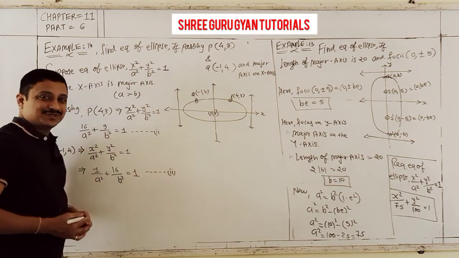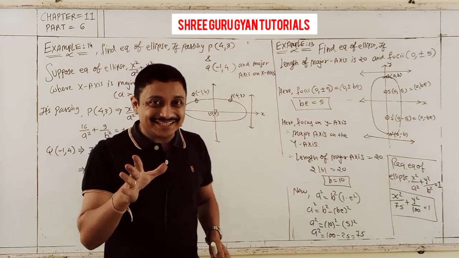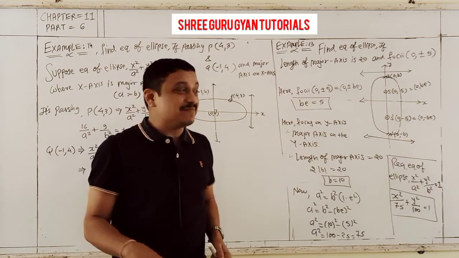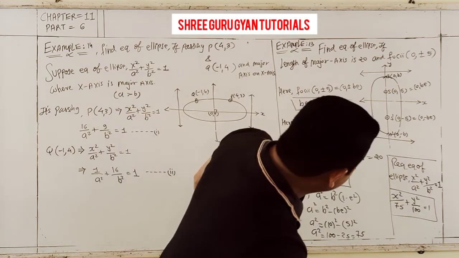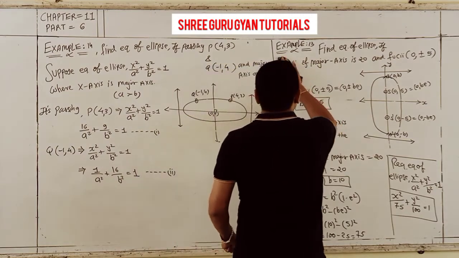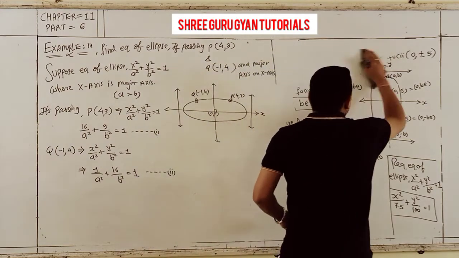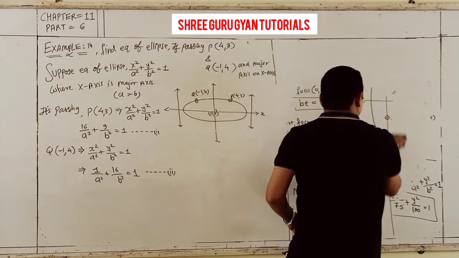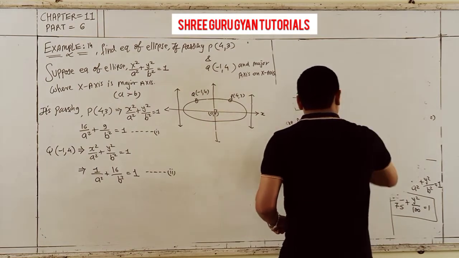Now with equations 1 and 2, students, it is simple: you eliminate and decide the A and B values. So I am going to do the elimination and define the A and B values one by one. It's very easy.